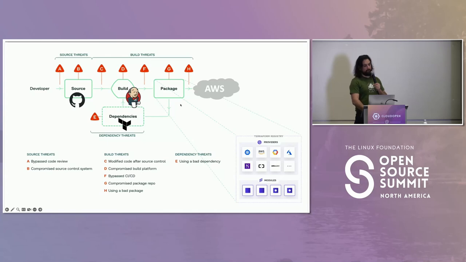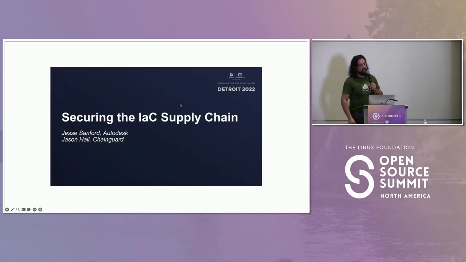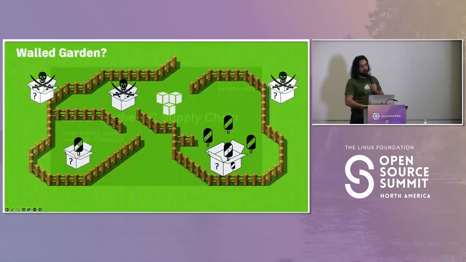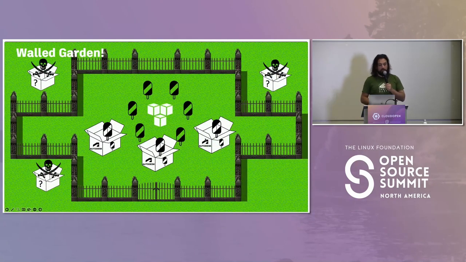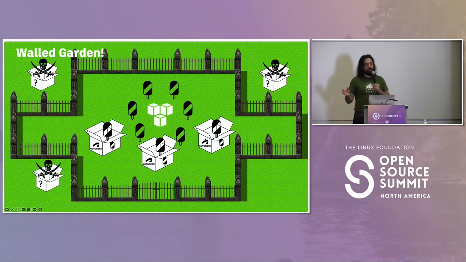Pretty scary stuff. To help defend against this, at KubeCon North America last fall, Jason Hall and I proposed a way to create a walled garden for our IAC and its dependencies. We showed that our current solutions are more like this than this. And in that talk, we showed that by centralizing the execution of our IAC and layering on Kubernetes RBAC, we could choose who has access to install and manage that IAC and also who can use it.